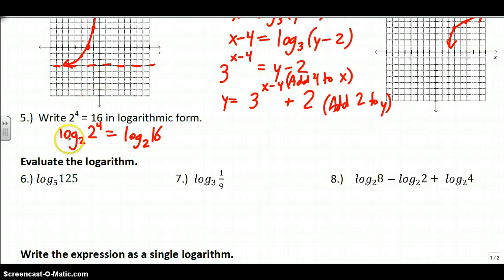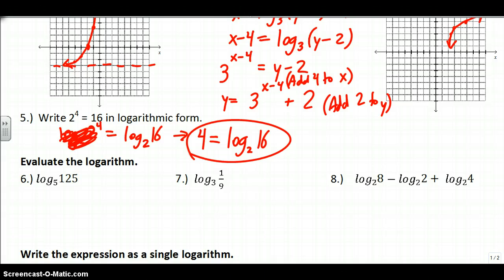Log base 2 of 2 is actually 1. And remember, a property of logs lets me bring the 4 out front. So for all intents and purposes, this log base 2 of 2 cancels. And you're simply left with 4 equals log base 2 of 16. And that's it. It's that simple. This was exponential form. This is logarithmic form. Okay, it still has the same information contained in it.